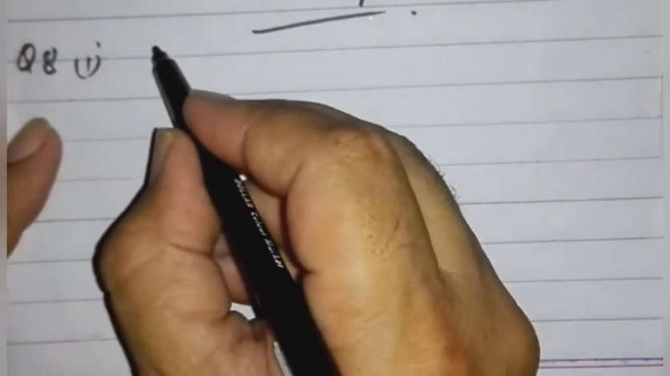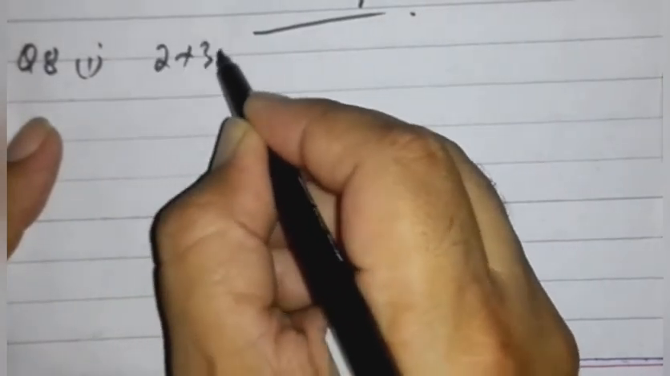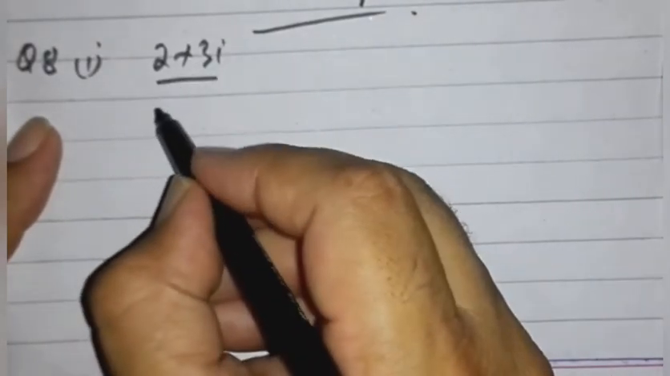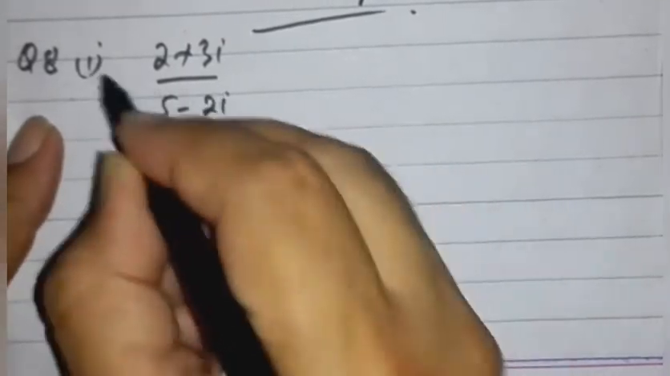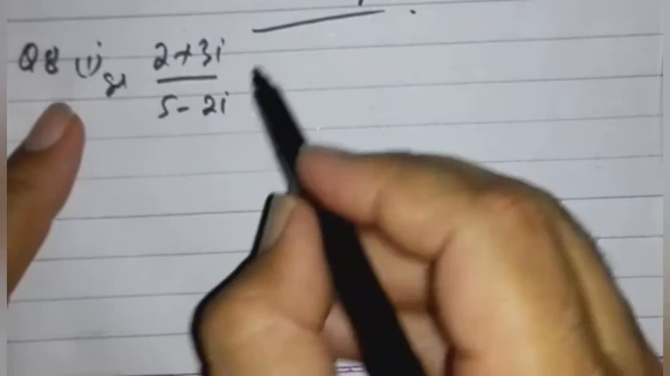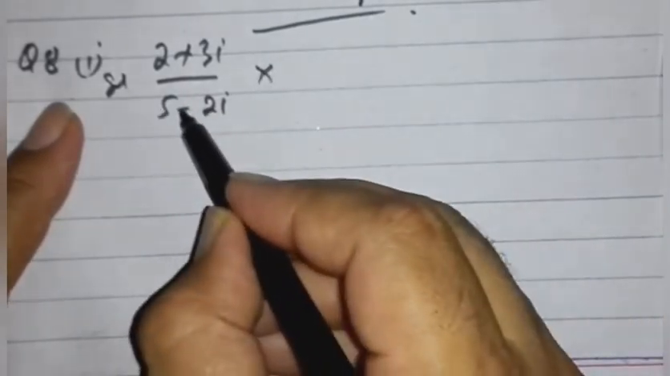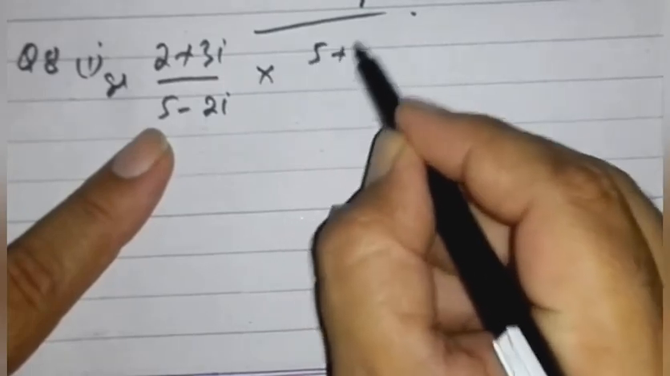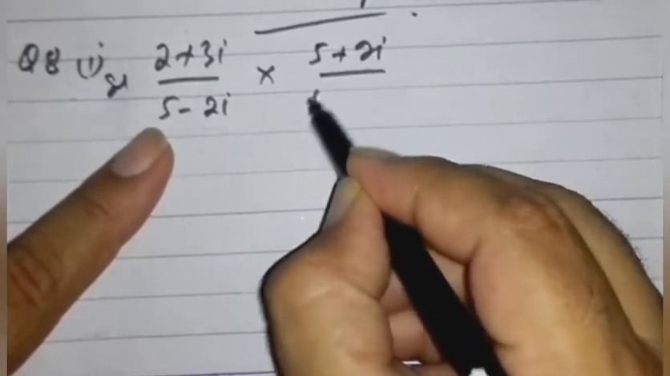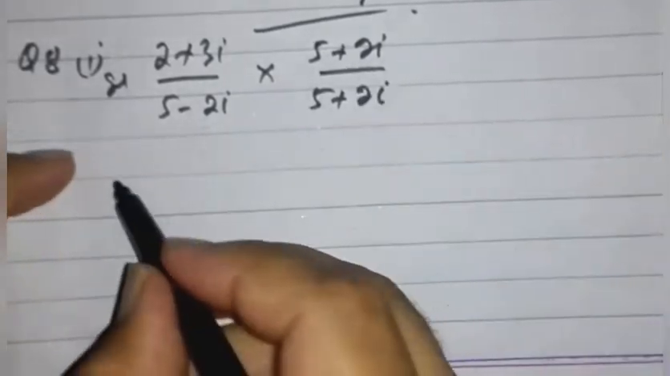Now question number 8, part first. Separate into real and imaginary part. Part first is 2 plus 3 iota divided by 5 minus 2 iota. Solution: how can we solve it? Divide and multiply by the conjugate of the denominator, which is 5 plus 2 iota.